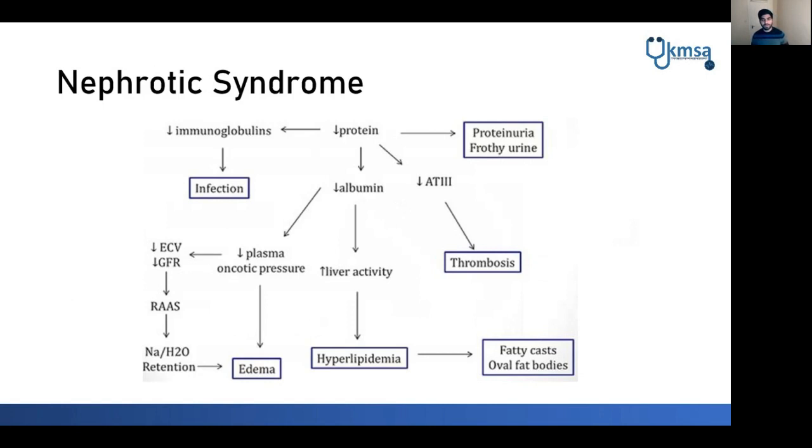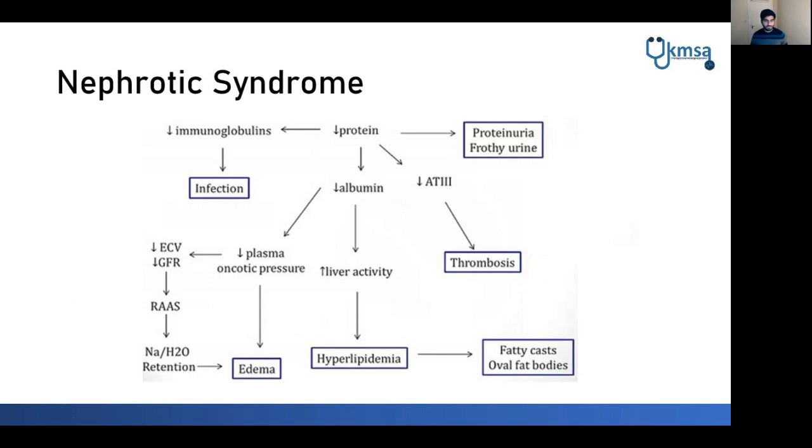And while it does that, it can't really selectively make albumin. It makes everything together. So you get loads of lipids being produced from the liver as well, and you get hyperlipidemia. And these can come out in the microscopy as fatty casts or oval fat bodies. That's important. The protein you lose is really specific at times.